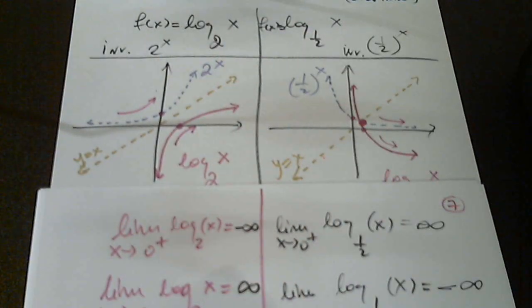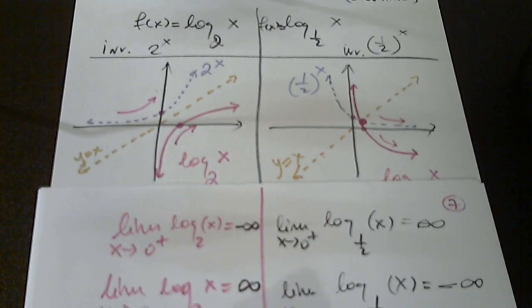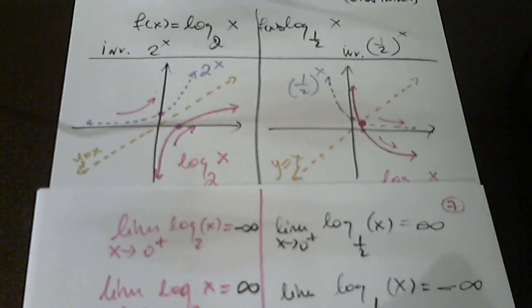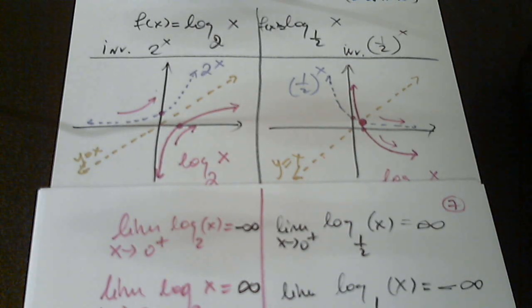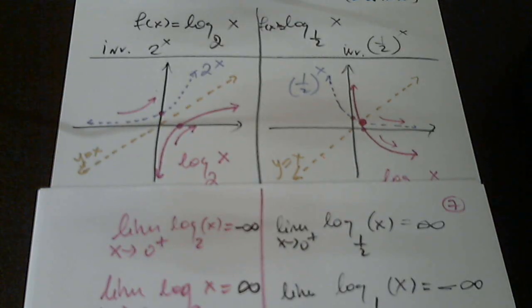Yes, the functions, both of them, have x equals 0 as a vertical asymptote. There are no horizontal asymptotes here. Okay, so now we're ready to look at anything else and also solve equations. The floor is yours. We choose.